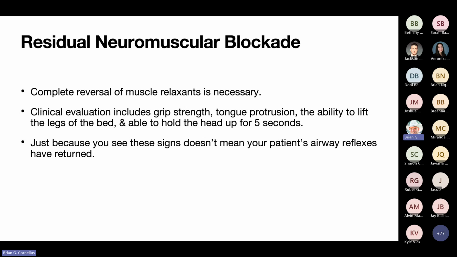When we talk about extubation criteria, that's why one of the things we look for is somebody that can hold their head up for 5 seconds. The other thing you'll see, they may have all of these things, but they may still have some airway reflexes that are lacking. So if I have somebody that just seems like they're not breathing well and they got a neuromuscular blocker, one of my rule out things is I'll go ahead and give them some Sugammadex just to be on the safe side.